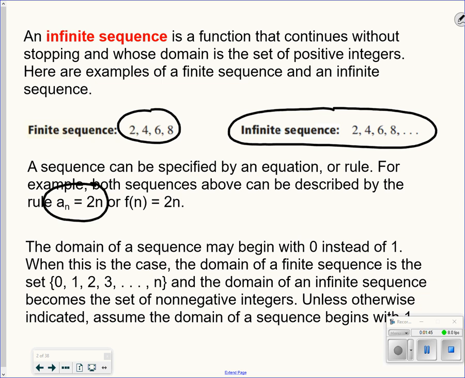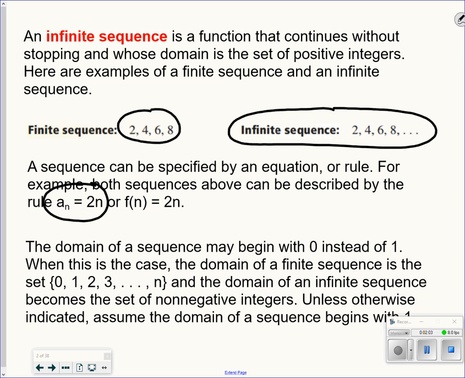A sub n is equal to 2n, meaning the first number in the sequence, I put a 1 in for n. The second number in the sequence, I put a 2 in for n. The third number in the sequence, I put a 3 in for n. And notice when I put that in, I get the number that is that particular value in the sequence.